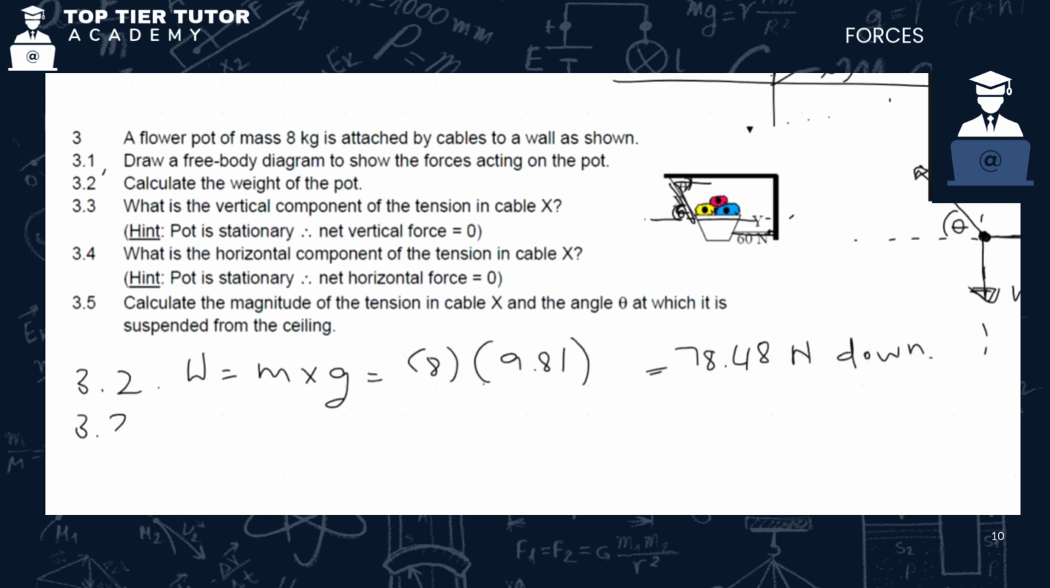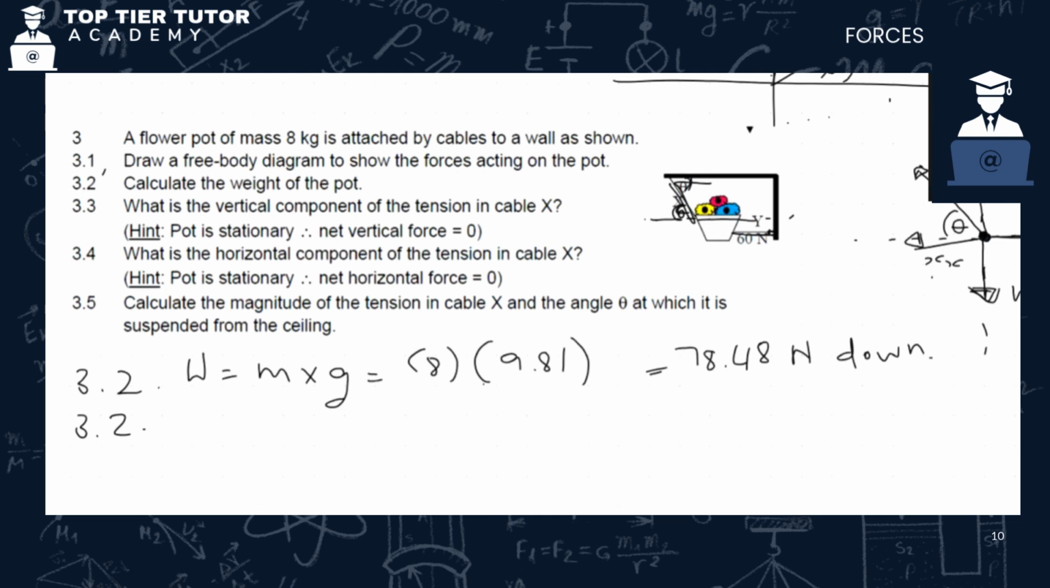Question 3.2 says, what is the vertical component of the tension in cable X? So cable X over here has two components. Cable X will have a component in the y direction, and a component in the x direction. When they are talking about the vertical component here, they want the one that is going up.